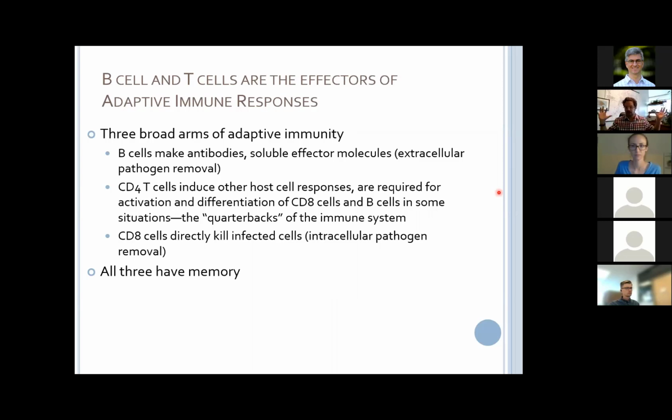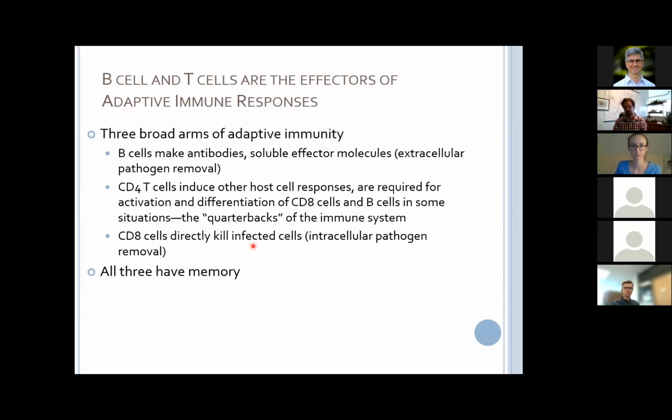They are interpreting a lot of signals from soluble mediators and from other tissue factors, and then they're giving a lot of signals in the form of soluble mediators and surface proteins that direct CD8 T cells and B cells, so often called the quarterbacks of the immune system. And then CD8 T cells are often called killer T cells or cytotoxic T cells. They're direct effectors that go out and kill an infected cell.